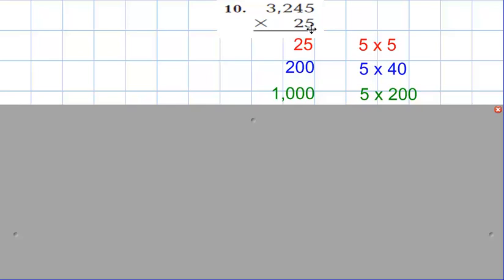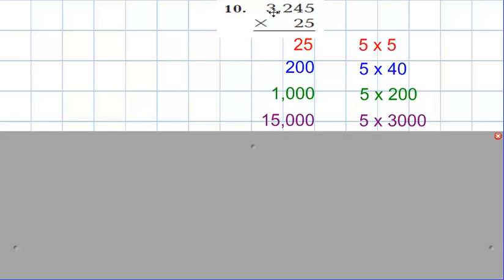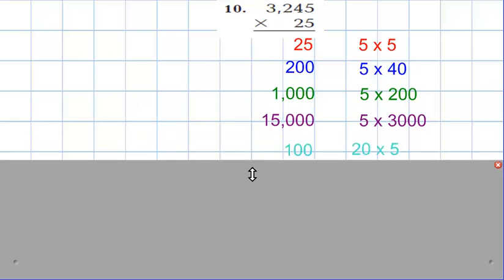And then I move on to the 5 times the 200. 5 times 200 is 1,000. Then I move on to the 5 times 3,000, which is 15,000. Okay, so I'm done with the 5. Now I need to move on to the 20s.